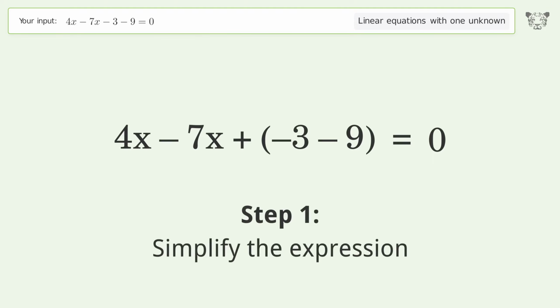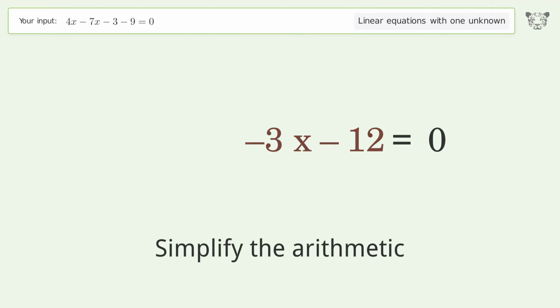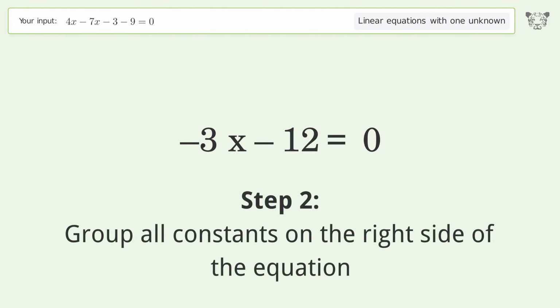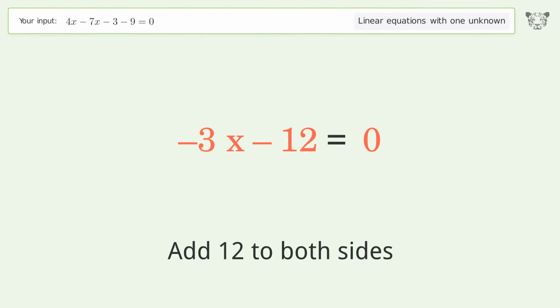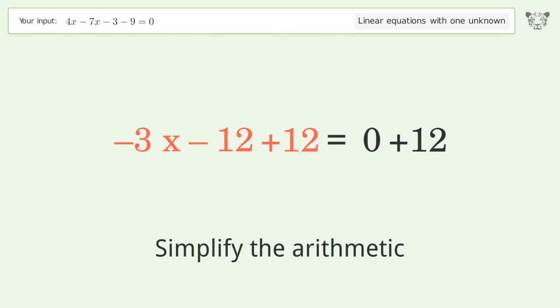Simplify the expression. Simplify the arithmetic. Group all constants on the right side of the equation. Add 12 to both sides. Simplify the arithmetic.